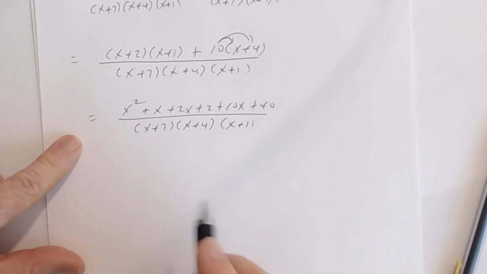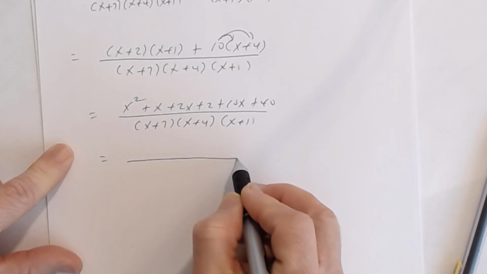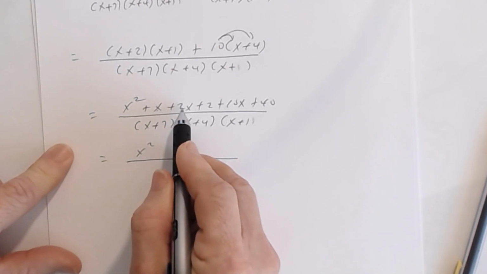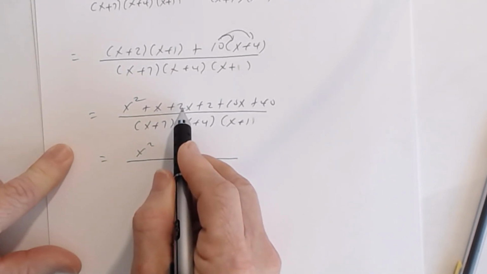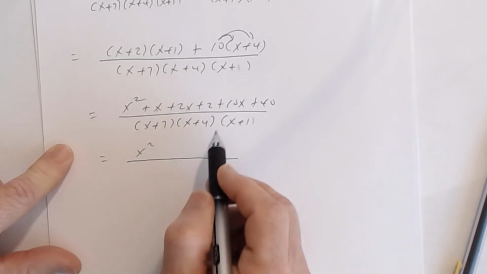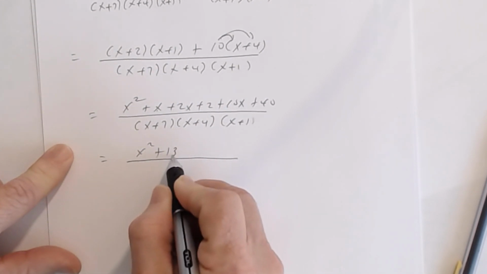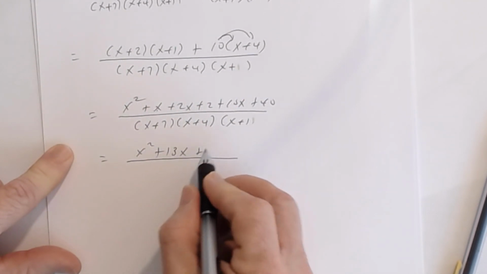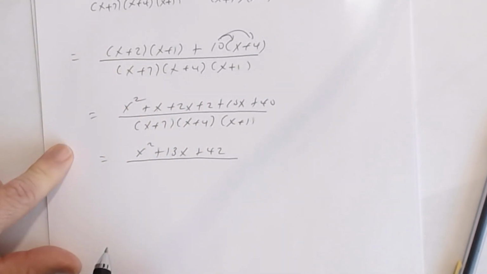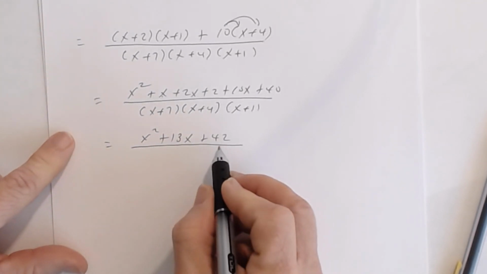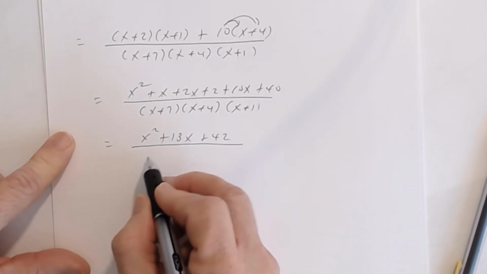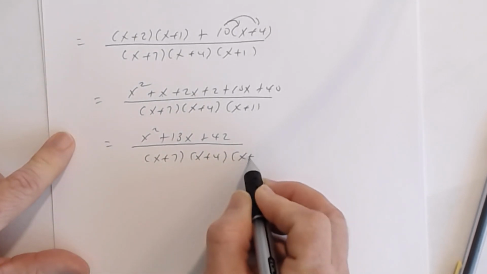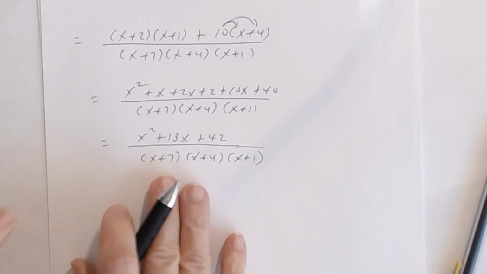Combining like terms, I get this now. I get x squared. x plus 2x is 3x. 3x plus 10x is 13x. 2 plus 40 is 42. Okay, now divided by the LCD, which is x plus 7 times x plus 4 times x plus 1. All right, now that's where I'm at.